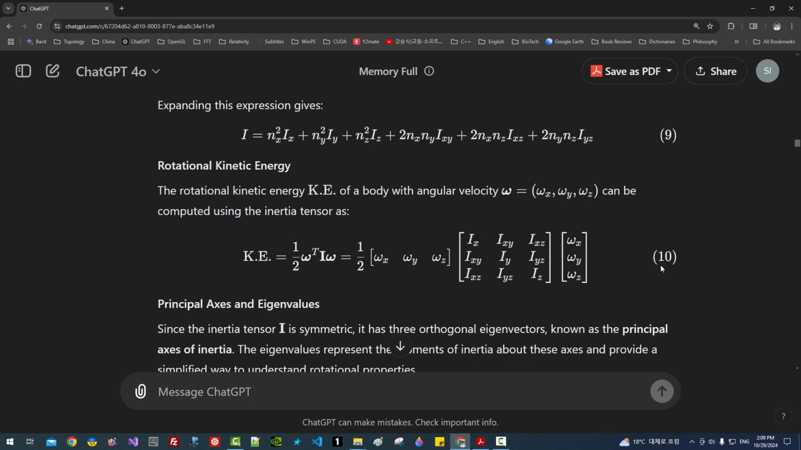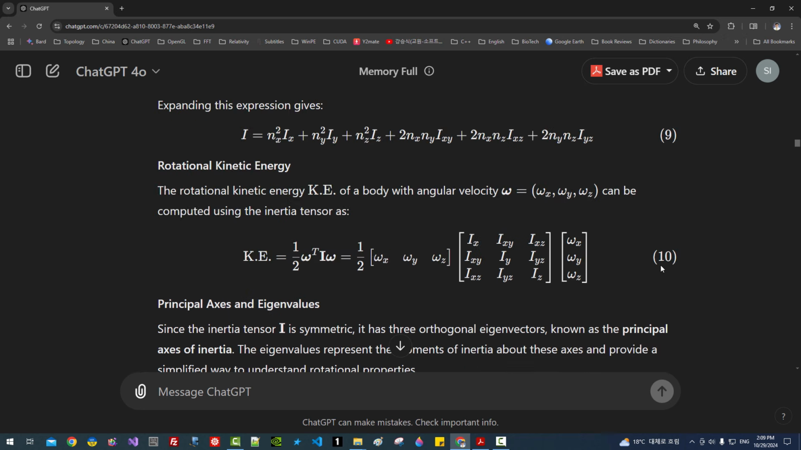Physical meaning of the inertia tensor. The inertia tensor, matrix I, contains all the necessary information to describe how a rigid body resists rotation about any axis in 3D space. By using this matrix, we can determine the moment of inertia about any arbitrary axis, as in equation 3, and also compute properties like rotational kinetic energy and angular momentum in a concise form. The inertia tensor is central to understanding the dynamics of rigid body rotation because it captures the full mass distribution properties relative to each axis.